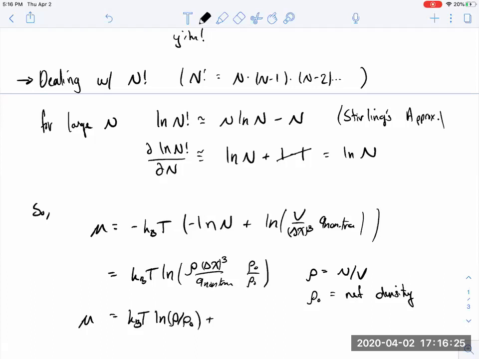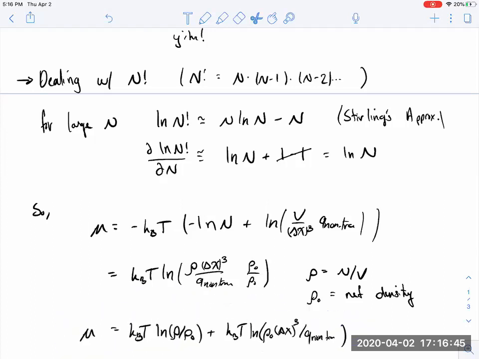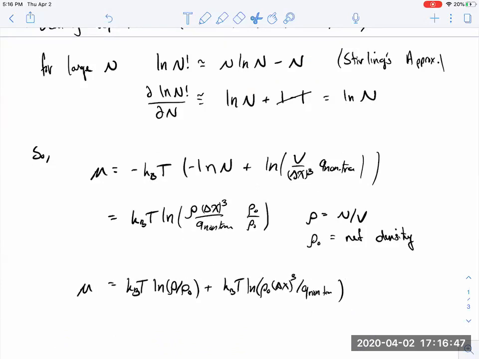plus kBT and all the complicated bits. I'll have a rho naught. I'll have those units of my resolution all over q non-translational. Cool. So this has now a very simple form for the chemical potential of this solution.